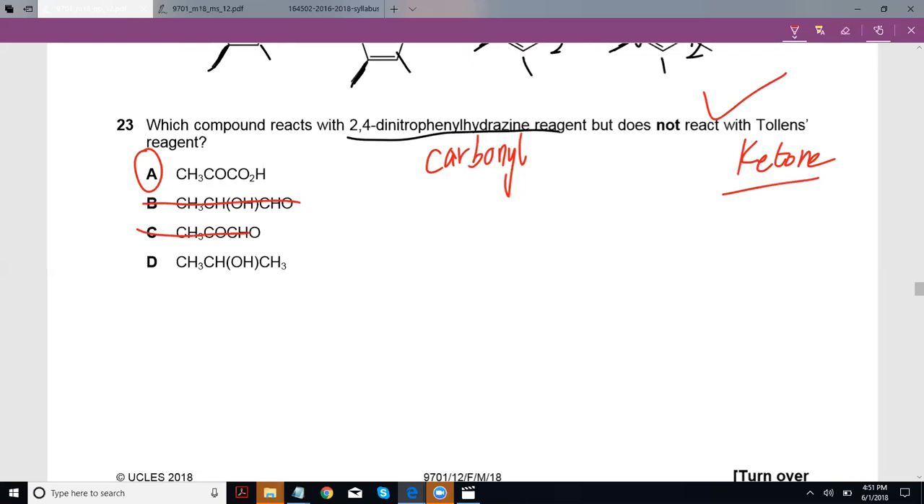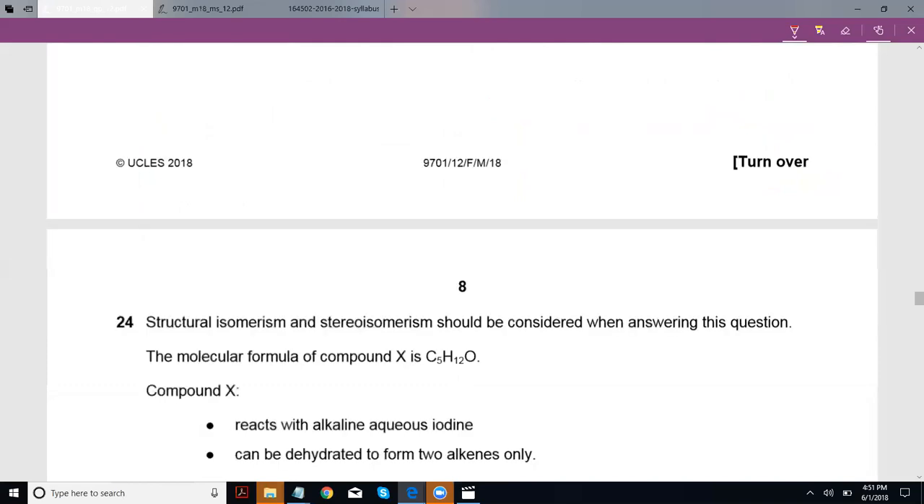And D is methyl. It's an alcohol. Yeah, it's a methyl alcohol, but that doesn't matter. That wouldn't react with either one. So you can just get rid of that. But A would be there. A has a carboxylic acid group and a ketone group. So that's fine.